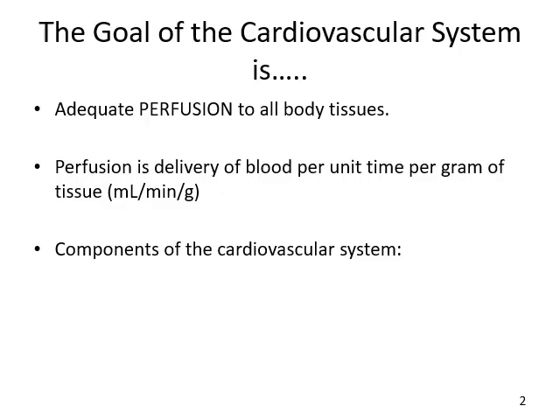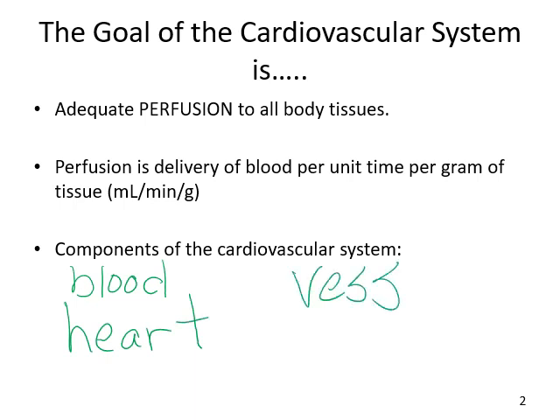So the components of the cardiovascular system: we've talked about blood, we're going to talk about the heart, and then the next thing is blood vessels. The cardiovascular system's job is adequate perfusion to all your tissues. Adequate perfusion means that all these tissues are getting enough blood to supply the oxygen and nutrients that they need and clear away any wastes. If we measure perfusion, we think about it as how much blood per gram of tissue per unit time.